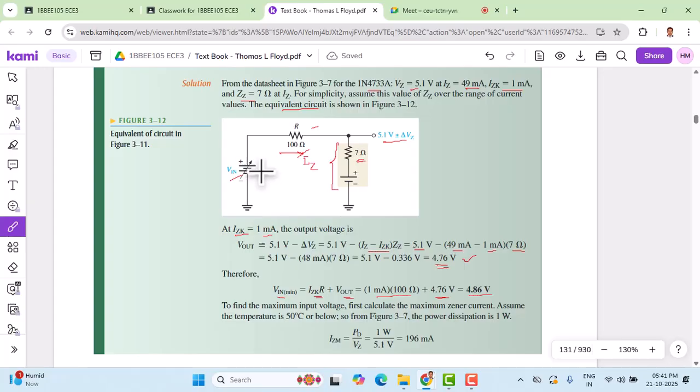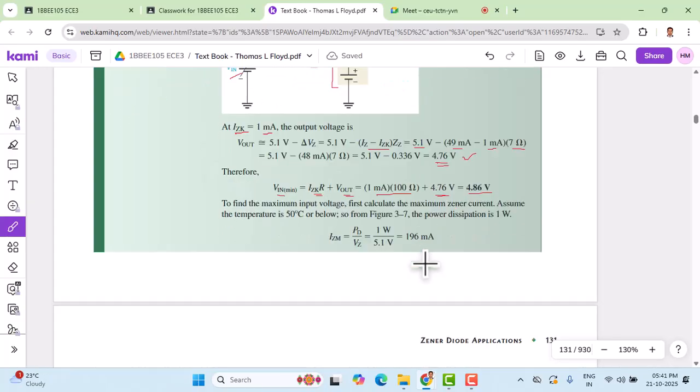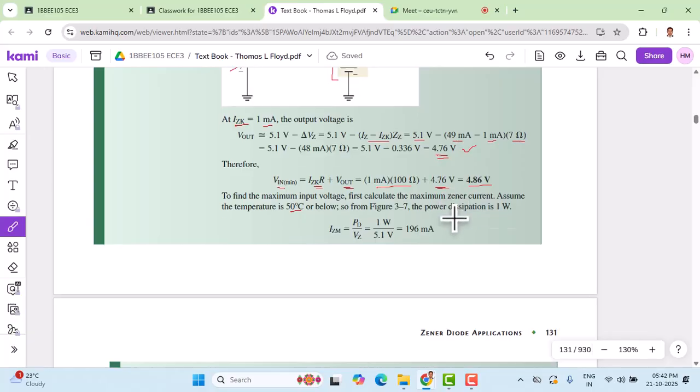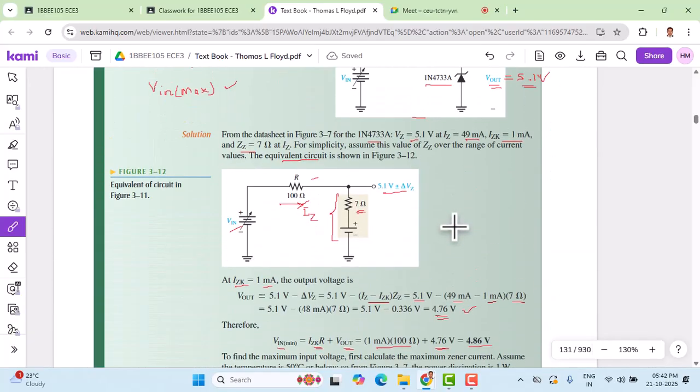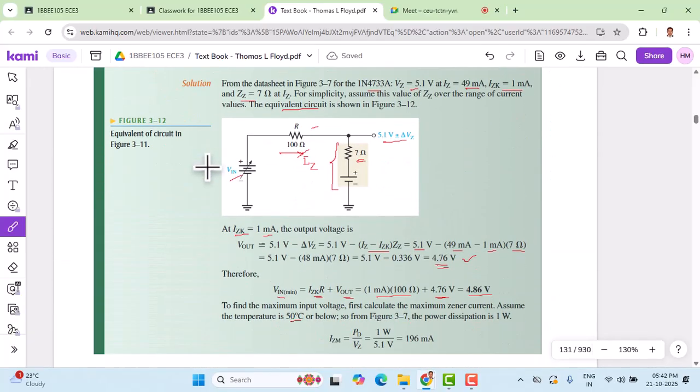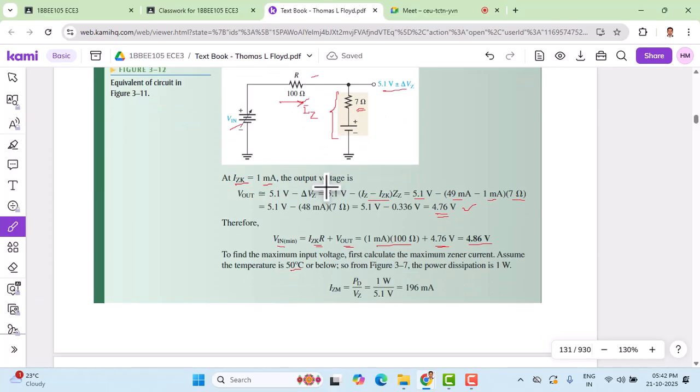Okay, and to calculate the maximum voltage, one simple way is we can use even this power calculations. Let's now use that to find the maximum input voltage. First, calculate the maximum Zener current. Assume the temperature is 50 degrees Celsius or below, and from figure 3.7. So where is figure 3.7? This is 3.12, it seems. Figure 3.7 is previously shown, and the power dissipation from that figure is given as 1 watt.